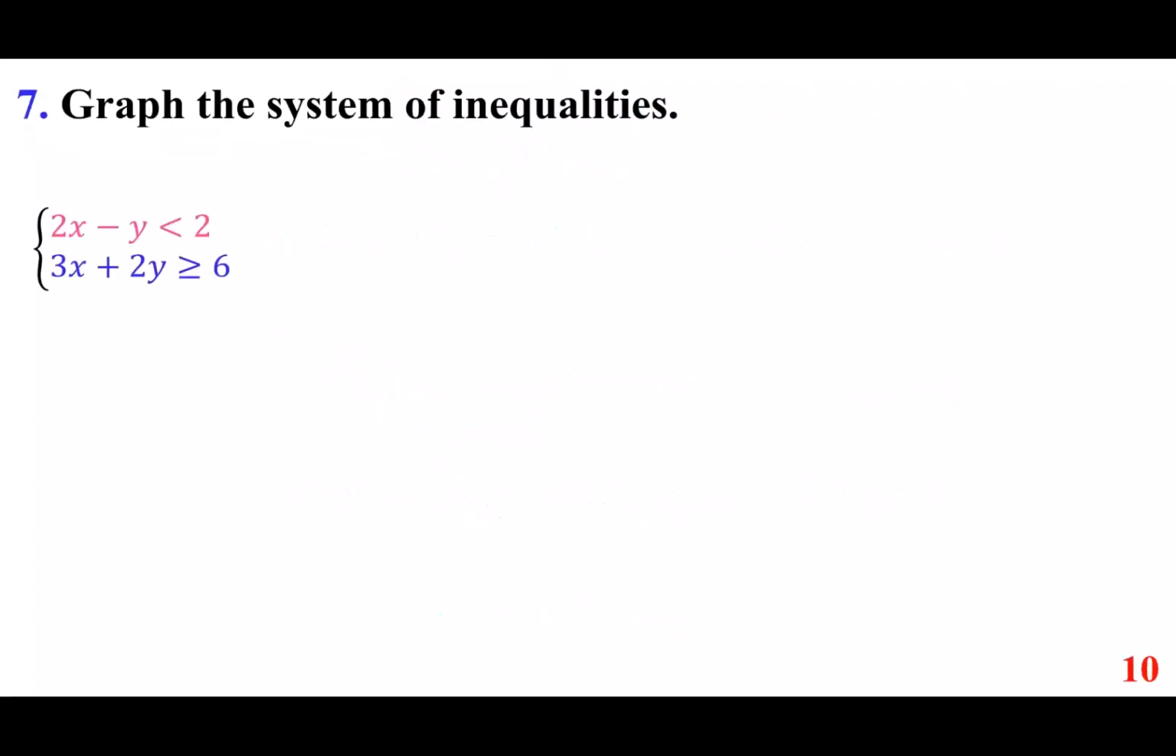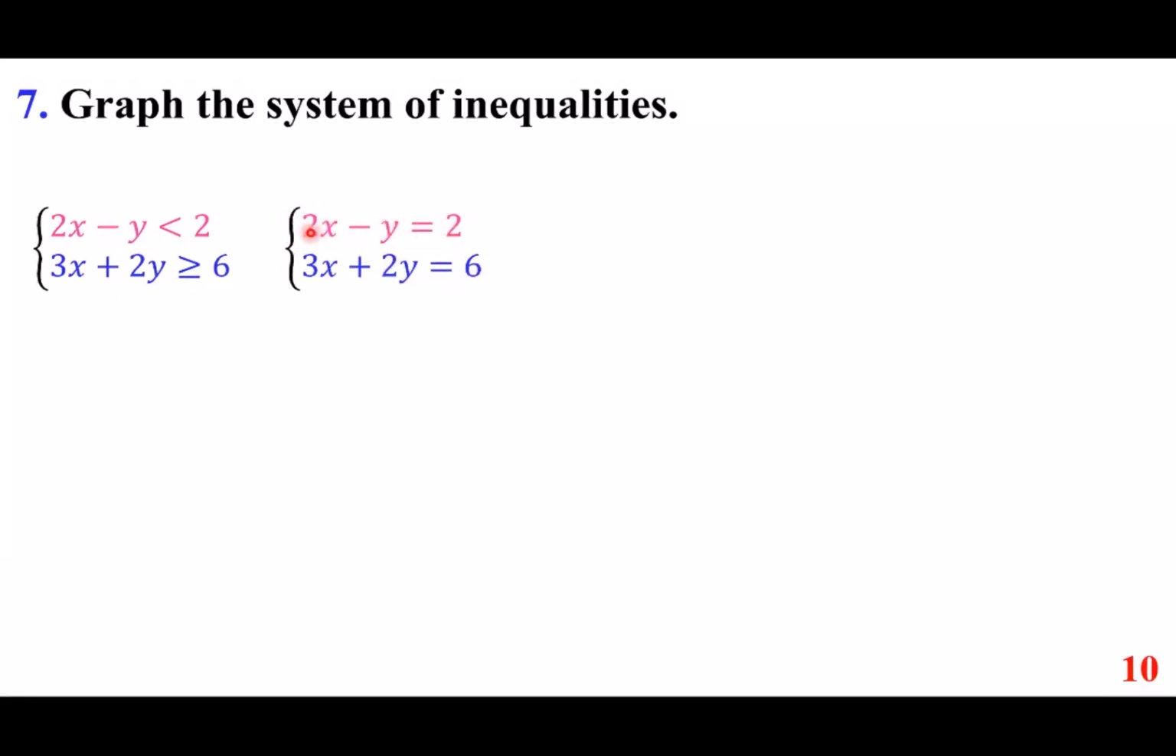Graph the system of inequalities. I hope you remember when we did the inequality, just one of them. Now we have 2 of them. So the best course of action is to assume you have 1 and finish the job, meaning the way we did that, we set this equal, the same thing here, and we make up an equation, and we graph the line. So this one is 2x minus y equals 2, and this one is 3x plus 2y equals 6.